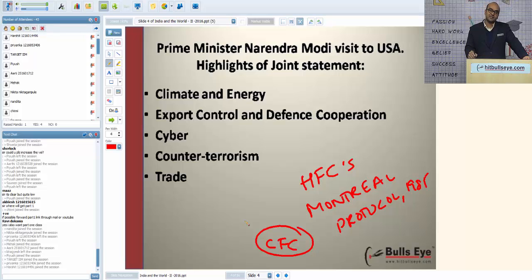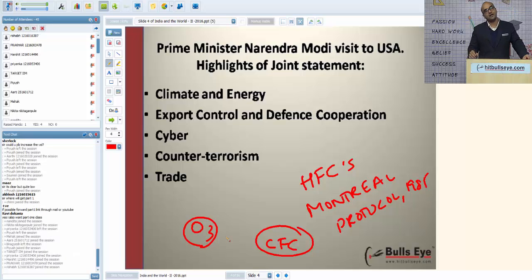This agreement was quite successful, and right now we see the ozone layer or ozone hole which had built up over the south pole and the north pole continues to fill itself up because of almost 100% compliance with the banning of chlorofluorocarbons. India initially was not agreeing to include HFCs within the scope of the Montreal Protocol. That is, it was not agreeing to ban HFCs. But now India has agreed with the USA to include this.